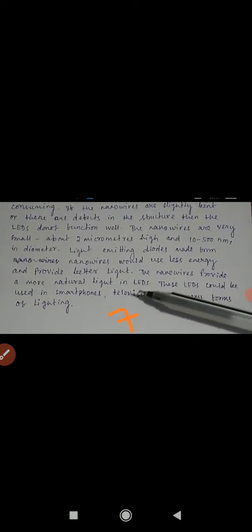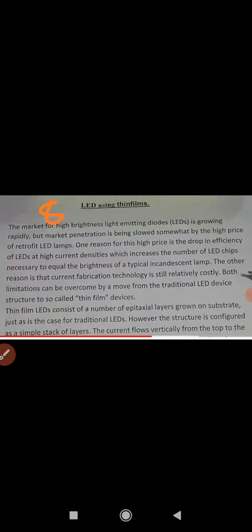So like this, nanowires are used in LED lights. The main thing here is smartphones. In smartphones also we use nanowires, due to their small size and higher capacity. Next, LED using thin films.